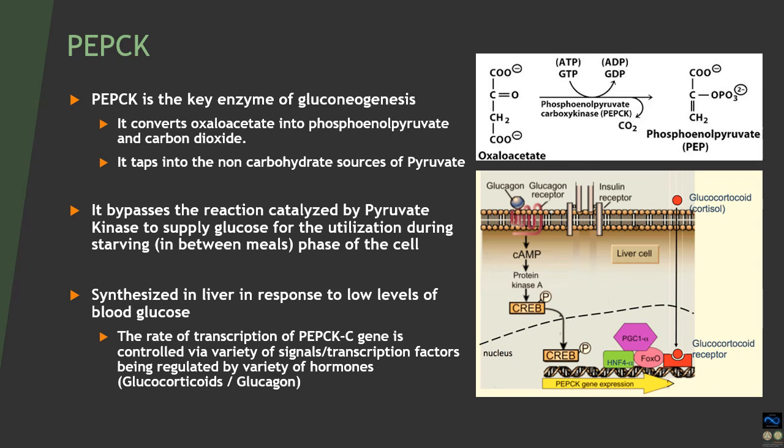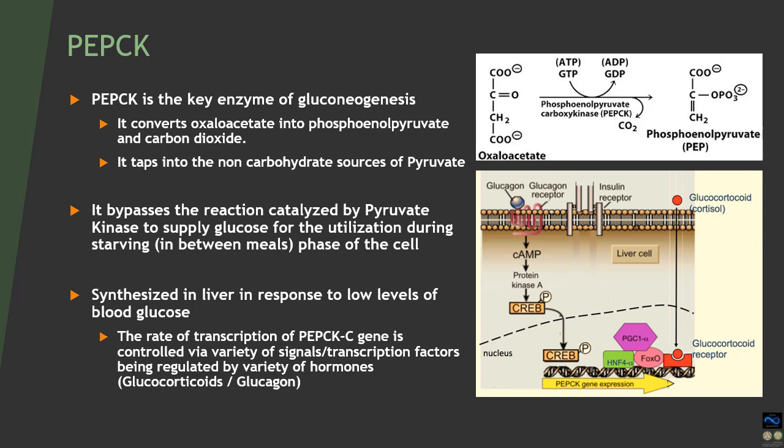So it is synthesized in the liver in response to lower levels of blood glucose. When blood glucose is low, glucocorticoids and glucagon will be synthesized and released in the blood, which in turn will cause the affected cell to increase the expression of the phosphoenolpyruvate carboxykinase C form of the gene. So the transcription will be activated and expression will be high under the influence of cortisol and glucagon.